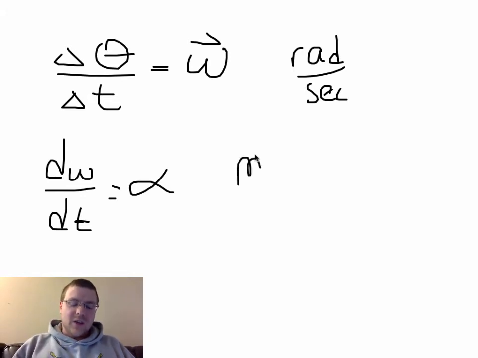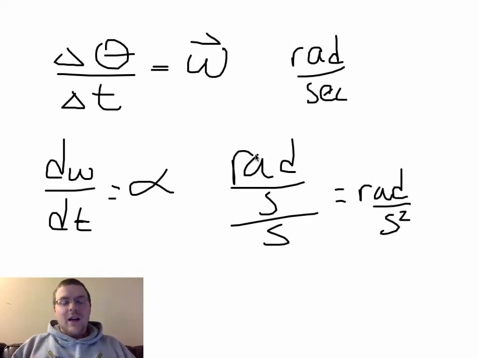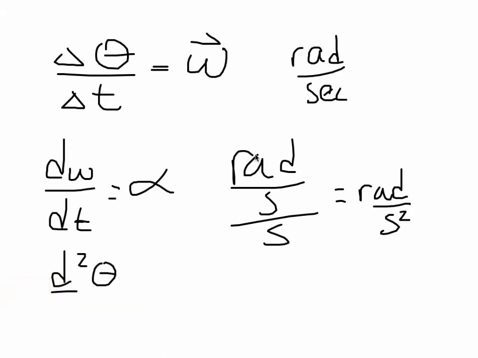So that means that our radians per second are changing every second. Or we can write this as radians per second squared. And since alpha is the derivative of angular velocity with time, what you could just do is the second derivative of theta versus time to give you alpha as well. So the same rules apply for angular displacement as applied to regular linear displacement.